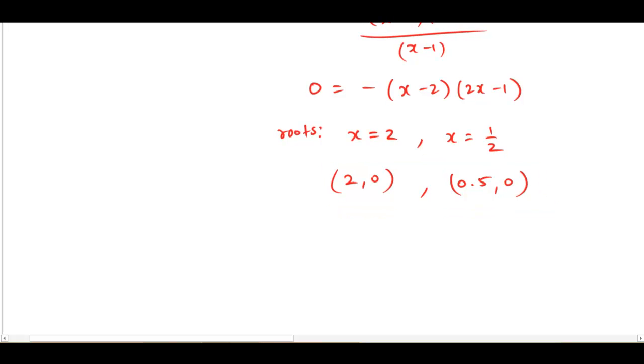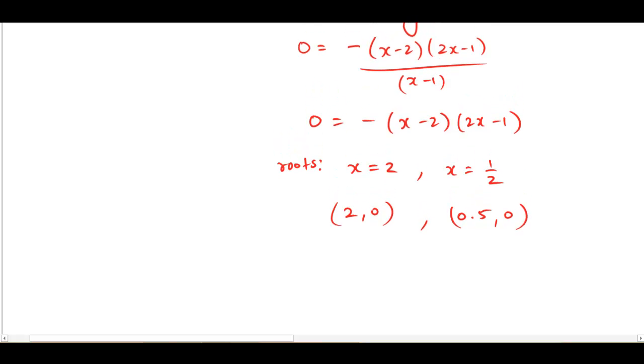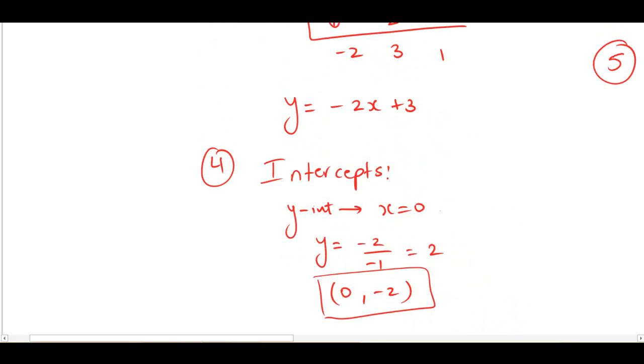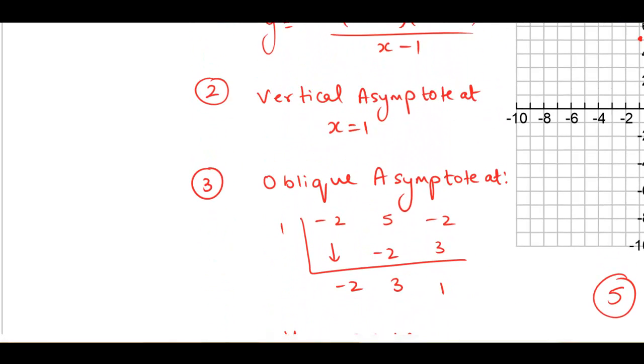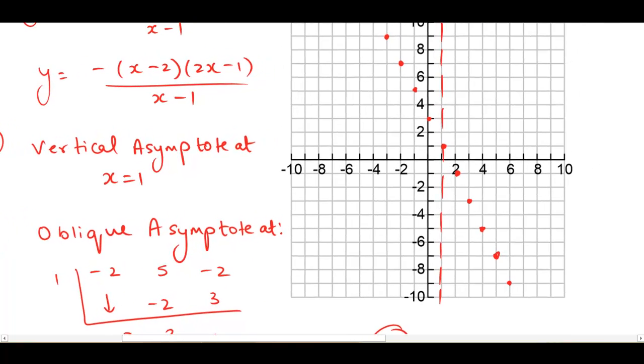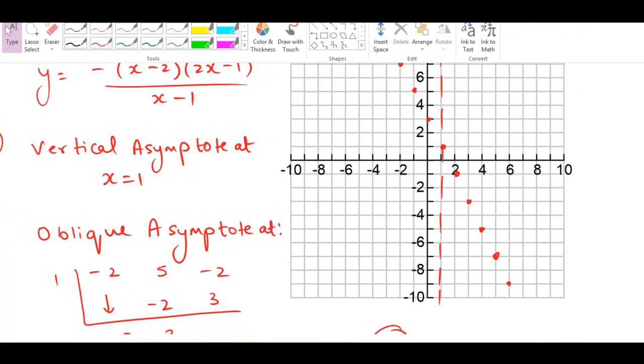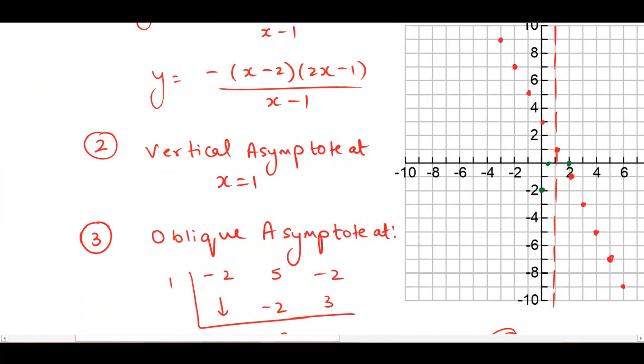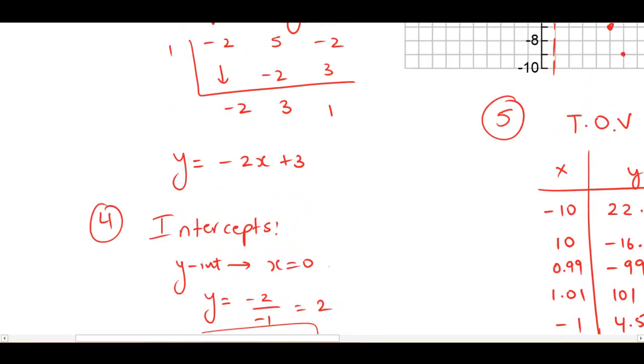So let me go ahead and graph these points: 2, 0, 0.5, 0, and 0, negative 2. Let's go back up here. Use a different color to create the graph. So I'm going to have 2, 0, 0.5, 0, and the other one was 0, negative 2. Just double check that. Yeah, 0, negative 2.